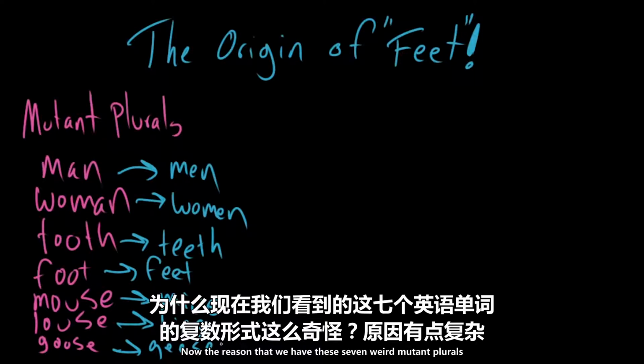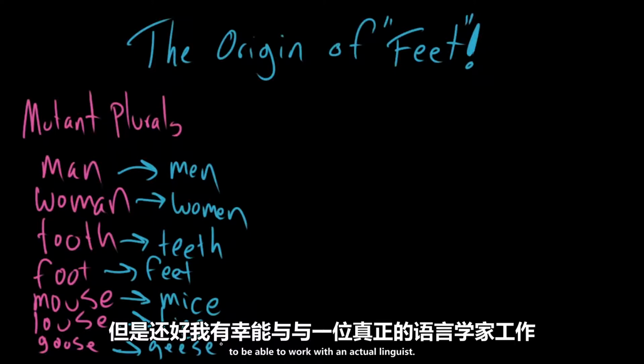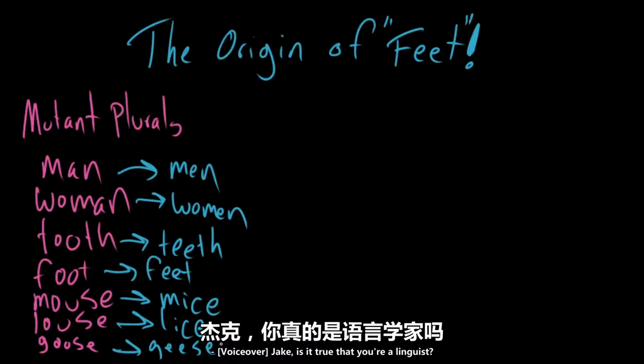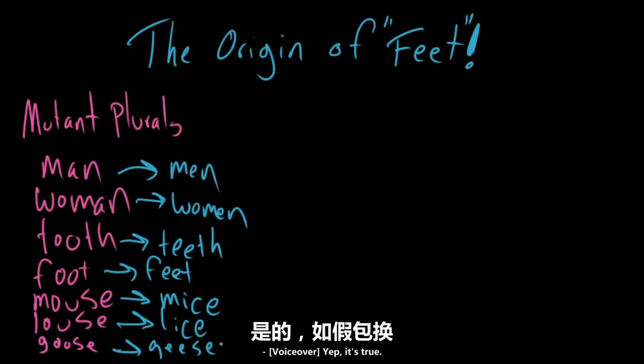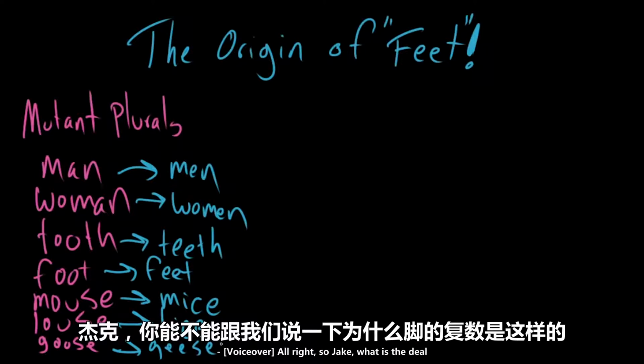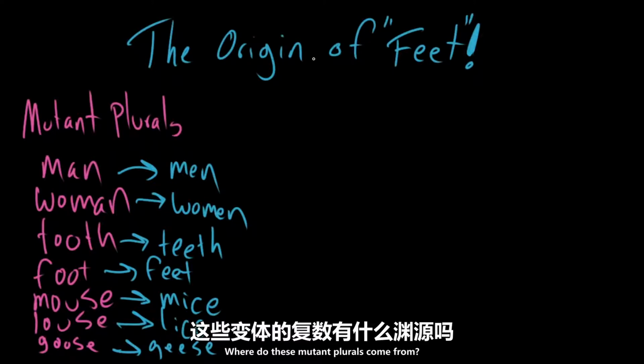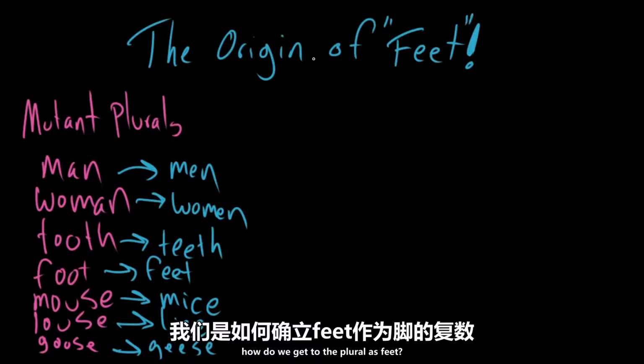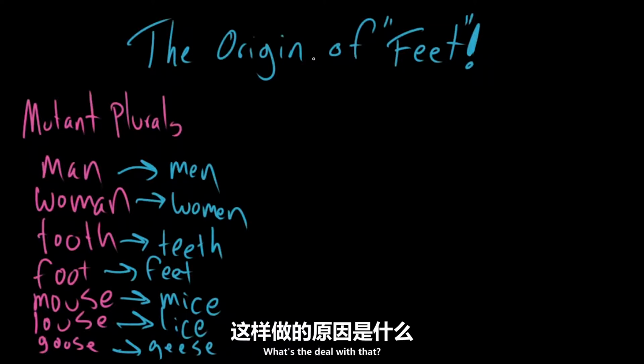Now, the reason that we have these 7 weird mutant plurals in English is kind of complicated, but I'm lucky enough to be able to work with an actual linguist. Hello, Jake. Hey, grammarians. Jake, is it true that you are a linguist? Yep, it's true. All right, so Jake, what is the deal with feet? Where do these mutant plurals come from? If we take the word foot and we drag it through history, how do we get to the plural as feet? What's the deal with that?